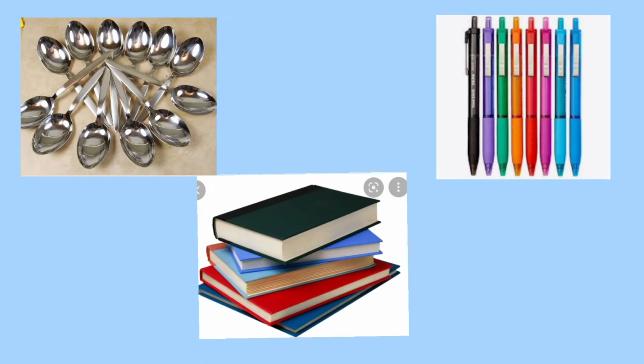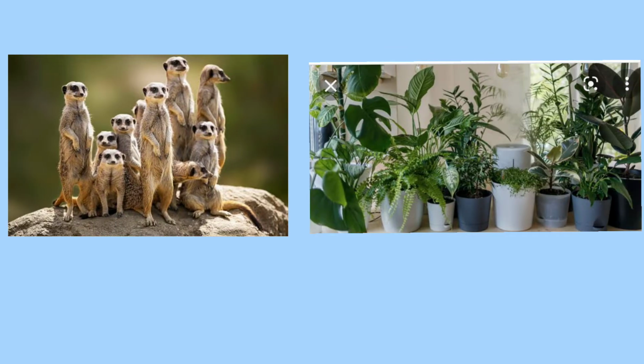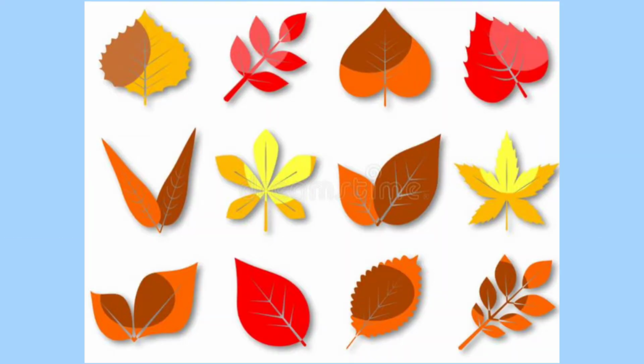The process of sorting out and organizing things into groups is called classification. Classification can be done on the basis of similarities and dissimilarities in their properties. Like animals and plants are living things, while pen and table are non-living things. Classification of things can be done based on their size, shape, color and uses, etc.